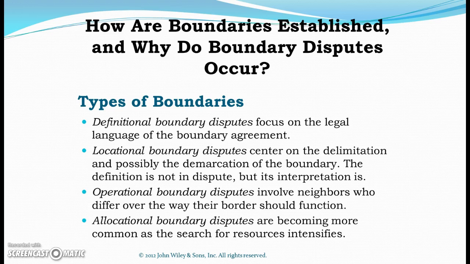And I think the one I forgot to give you an example of was a definitional boundary dispute, and an example of that would be, for example, Saudi Arabia and I think it's Yemen, although it might be Oman as well, where it's all desert down there, marking off where exactly the boundary is and what the legal language says.